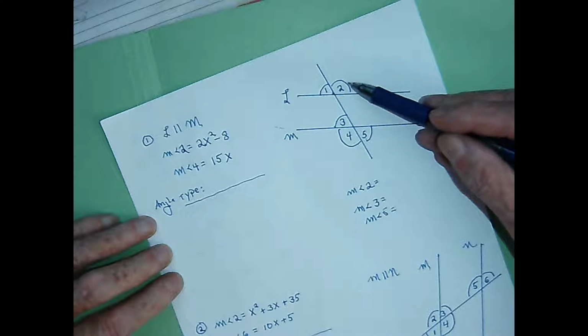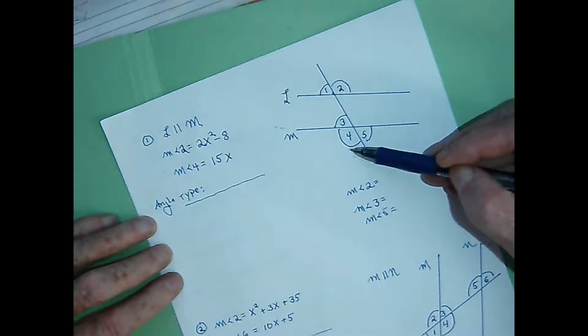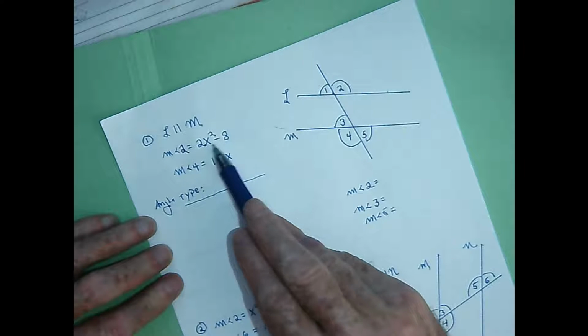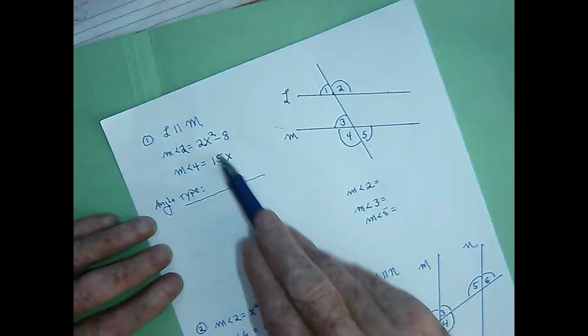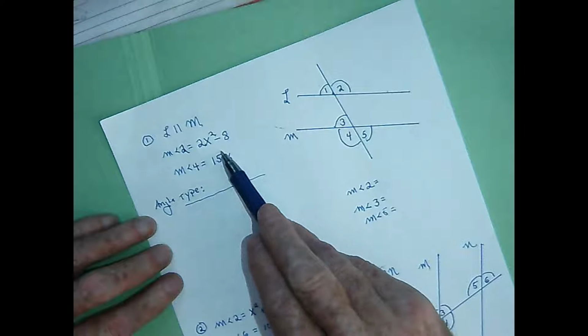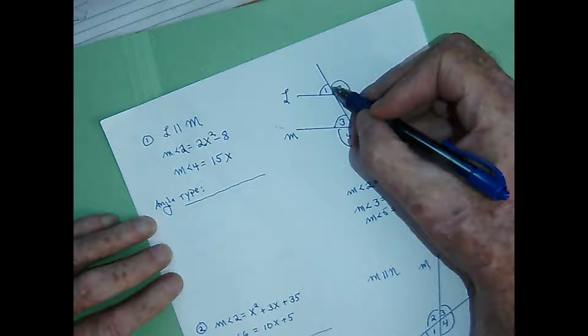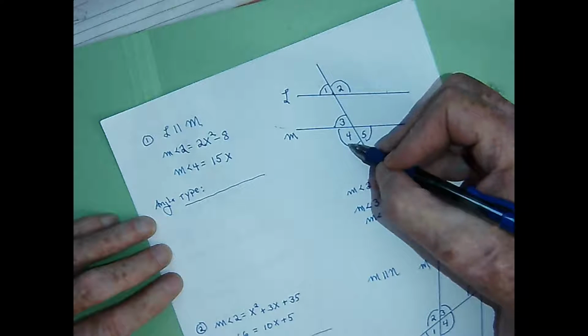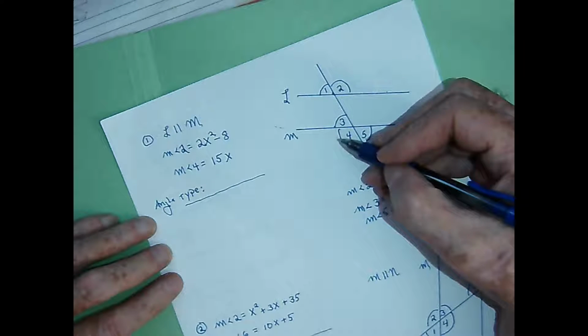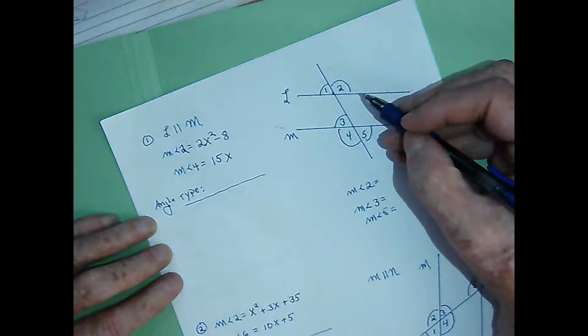I'm looking at angle 2 and angle 4. I won't even worry about the 2x squared minus 8 and the 15x. I won't worry about these two expressions until I figure out what relationship angle 2 and angle 4 have. Angle 2, this obtuse angle. Angle 4, another obtuse angle. Those are actually alternating exterior angles.